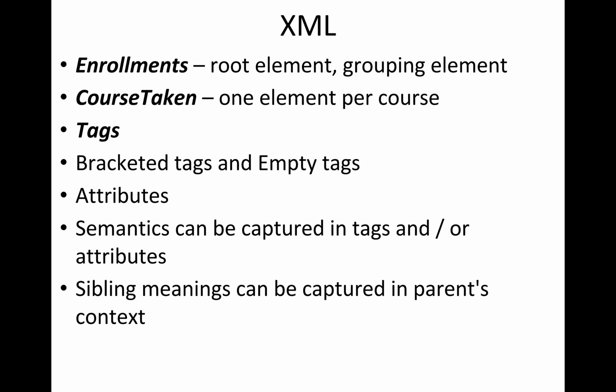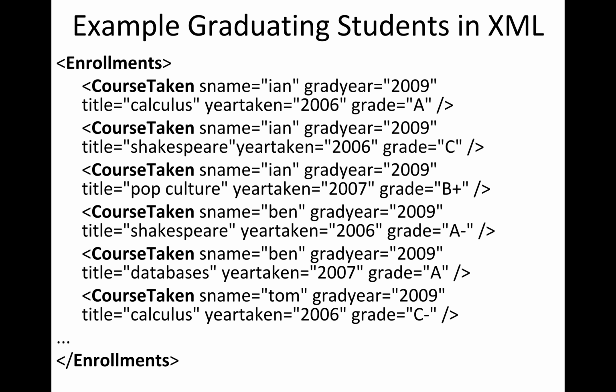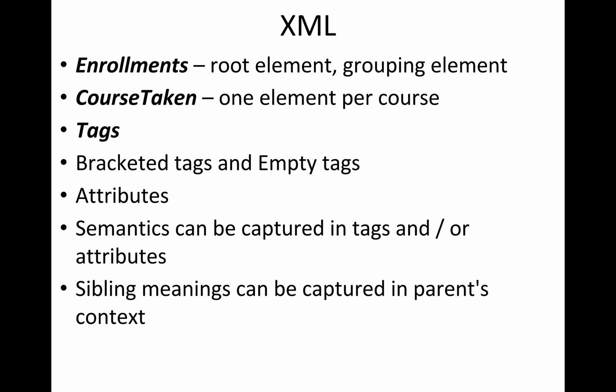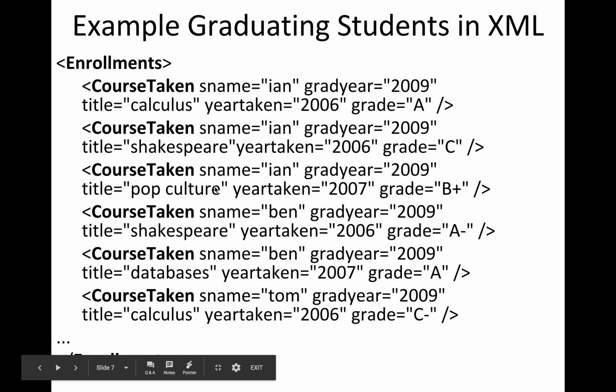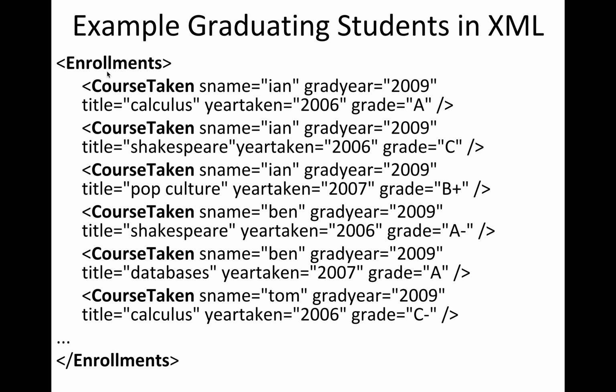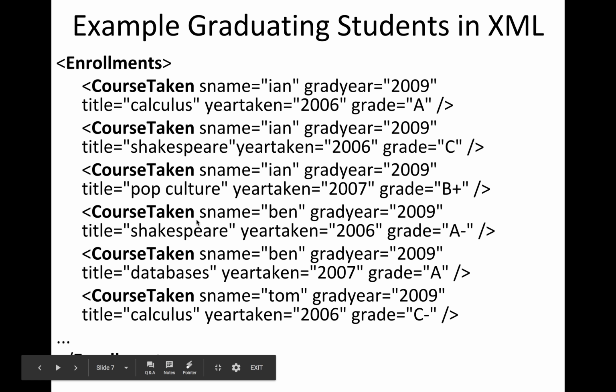So in this case we have enrollments as the root element. You have a root element that encapsulates the entire data being stored, and then you have several child elements embedded inside the root element, course taken, one per course in this case. We often refer to these elements as tags. Notice that this element, enrollments, has an opening tag, and then you have a closing tag over here. What's in between the opening and closing we refer to as the body of the element. So you have the opening tag, closing tag, and the body contained inside.